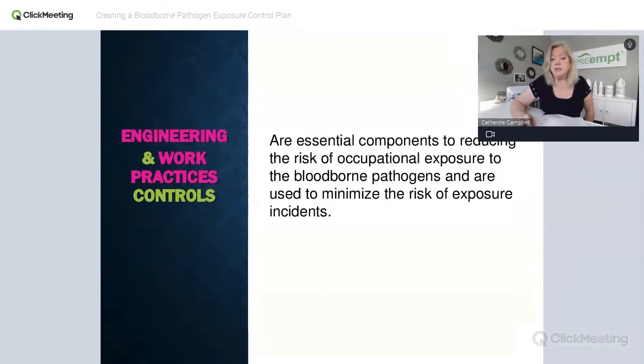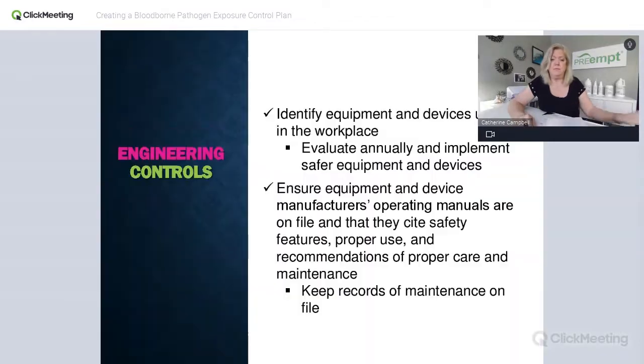Engineering and work practice controls. These are essential components to reducing the risk of occupational exposure to bloodborne pathogens, and they're used to minimize the risk of exposure. Engineering controls identify equipment, devices used in the workplace. They should be evaluated annually and implement safer equipment and devices.